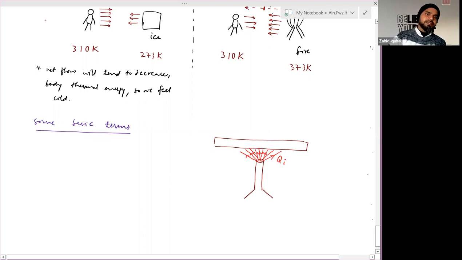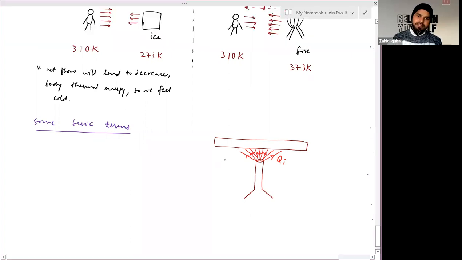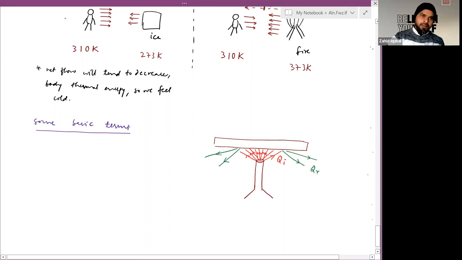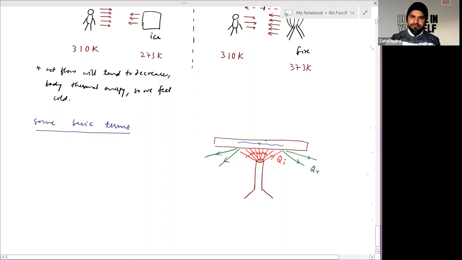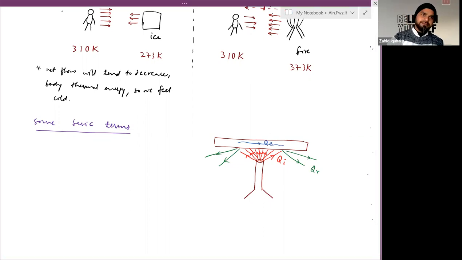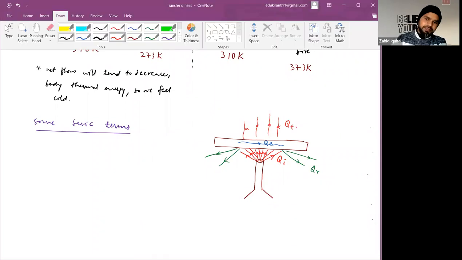Related to this radiation, we may define three different parts. Some of it may get reflected along this direction, Q reflected. Some of it may get absorbed, and some may get transmitted along this way. So for the same incident radiation, we have three different outcomes. Let me define these three different terms.